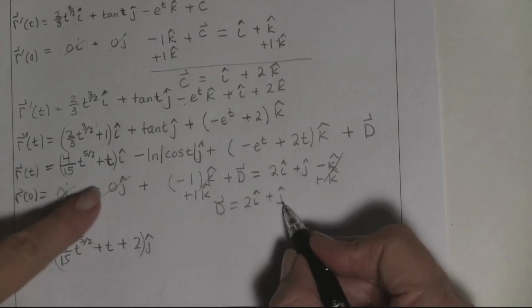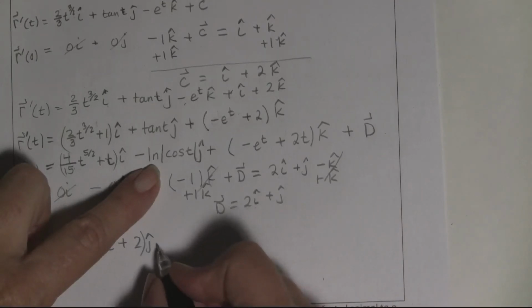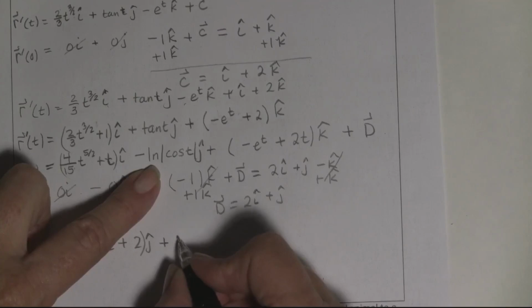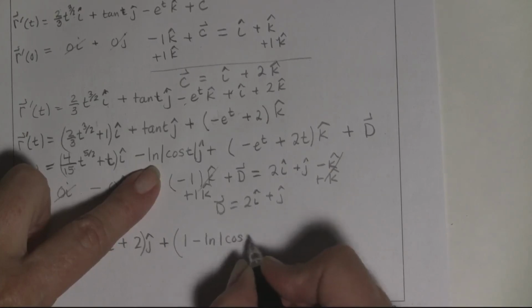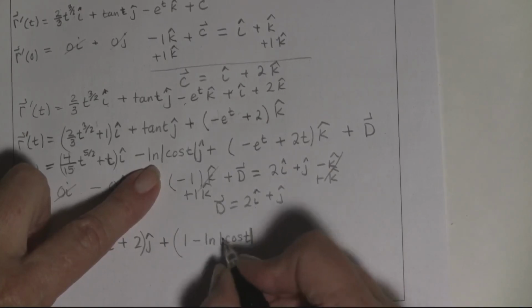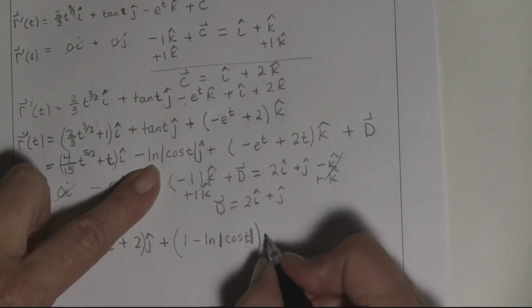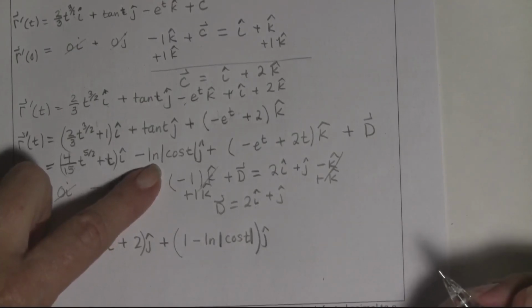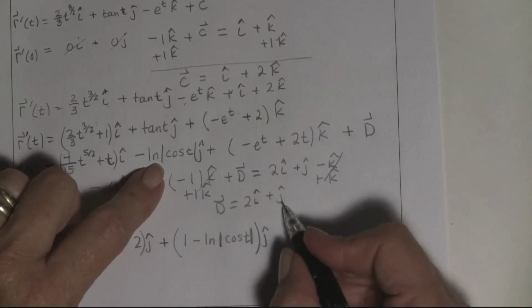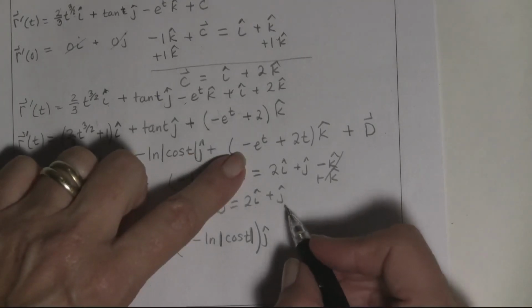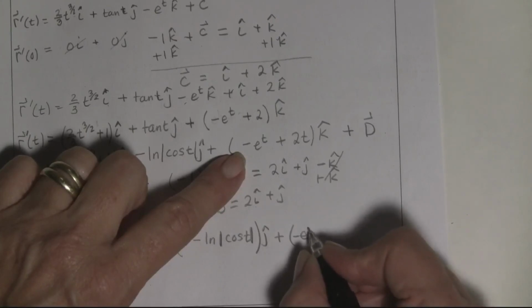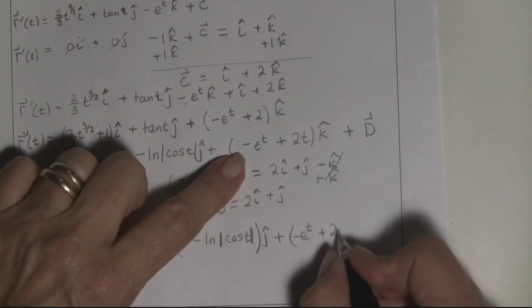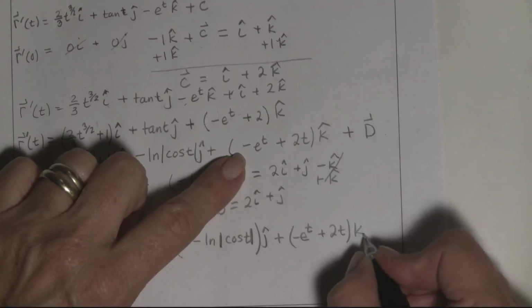Into the j's is going to be 1. So this is going to be, remember how I like to do it, plus, and then let them be their own sign. And you can write 1 minus the natural log of the absolute value of cosine of t. That would be good if you wanted. And then those are the j's. And the k's, I'm not getting any new k's from d, so k is just the same. So plus, and then negative e to the t plus 2t plus, and then your k.